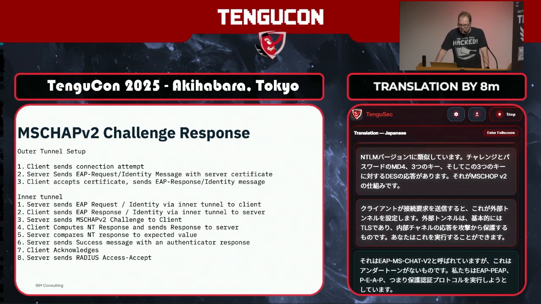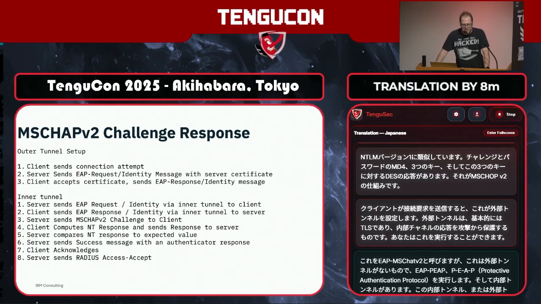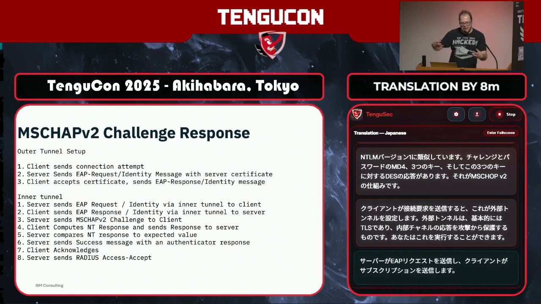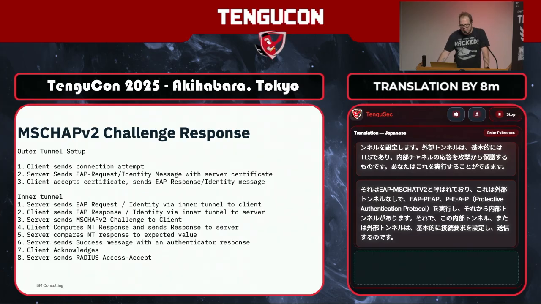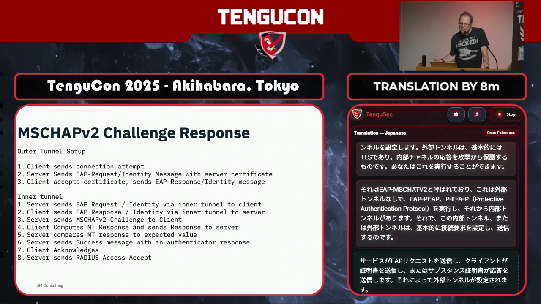So this inner tunnel, or the outer tunnel basically sets up, you send a connection request, server sends an EAP request, client accepts the certificate, sends the response. That sets up the outer tunnel. On the inner tunnel, the server sends an EAP request, or a request for identity effectively, to the client. That client then sends an EAP response identity via the inner tunnel to the server.